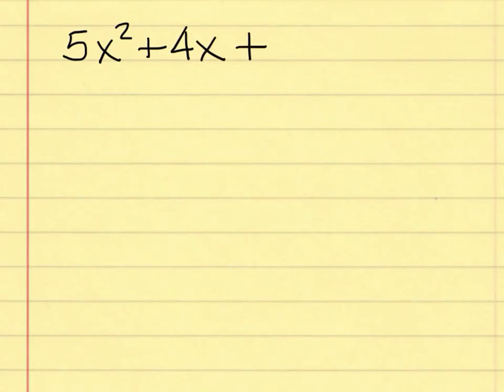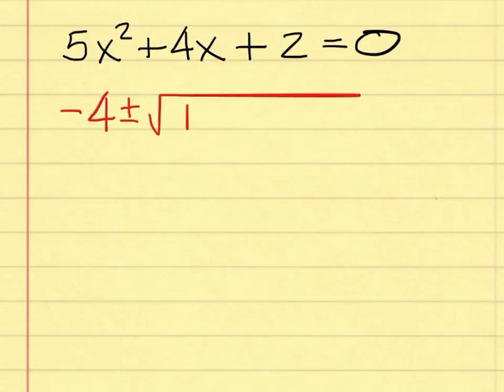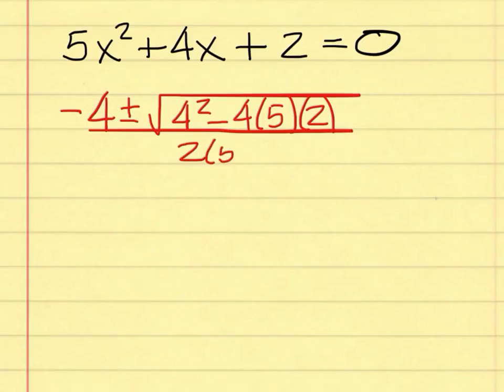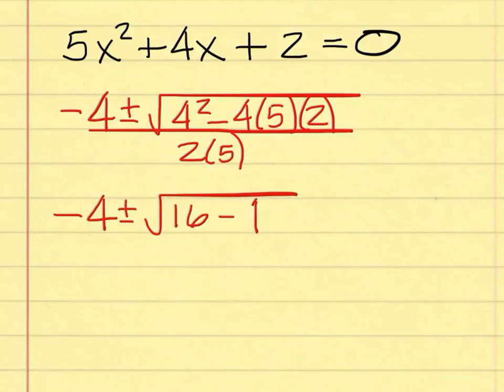The problem is 5x squared plus 4x plus 2 equals 0. On this problem, when you plug in the numbers to the quadratic formula, you should have negative 4 plus or minus the square root of 4 squared minus 4 times 5 times 2 over 2 times 5. So we'll go back and simplify and have negative 4 plus or minus the square root of 16 minus 40. And this will be over 10.